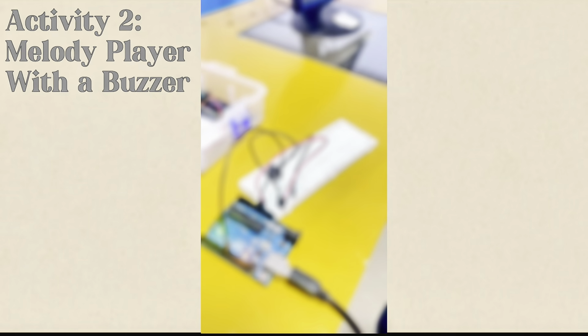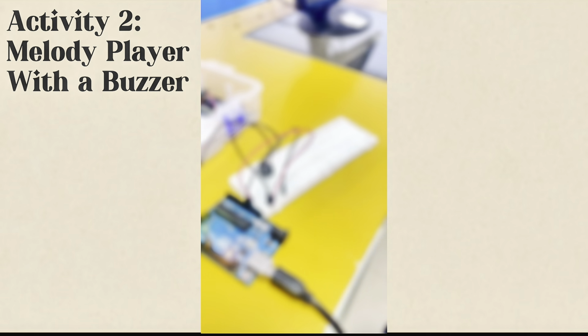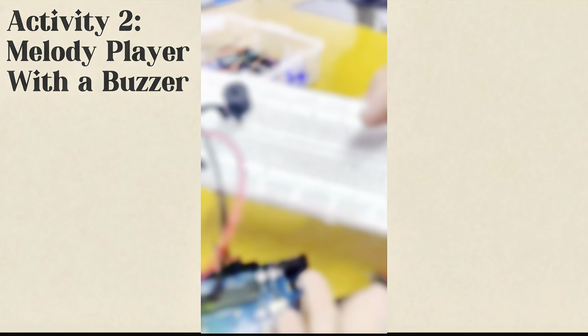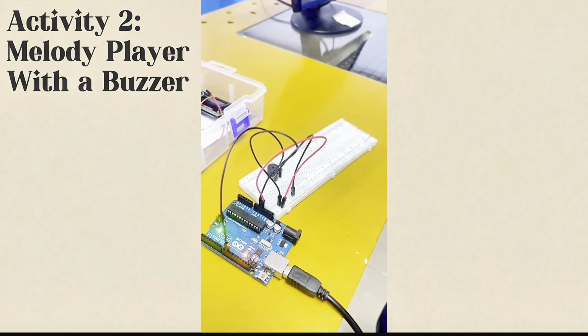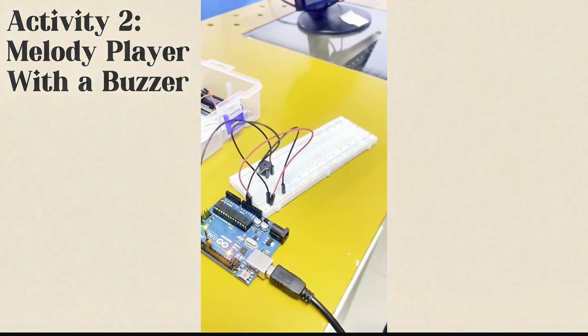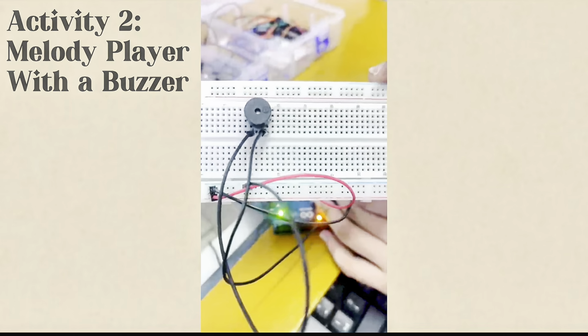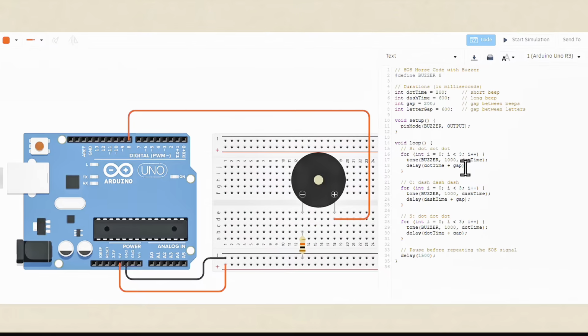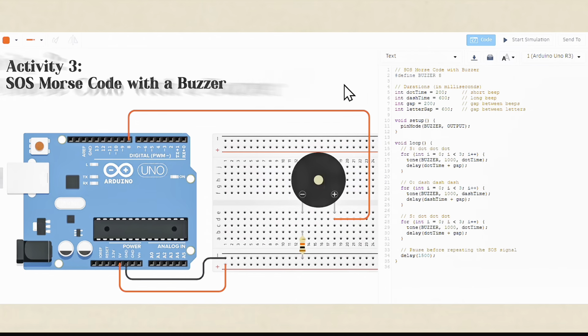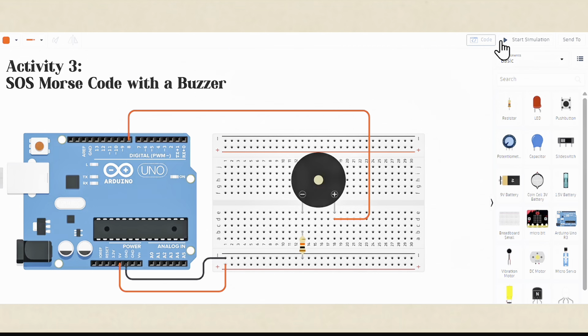Next, we worked on a melody player with a buzzer, where we programmed it to play a tune. The third activity was the SOS Morse code with a buzzer, which taught us how to use timing in code to produce Morse-like patterns.